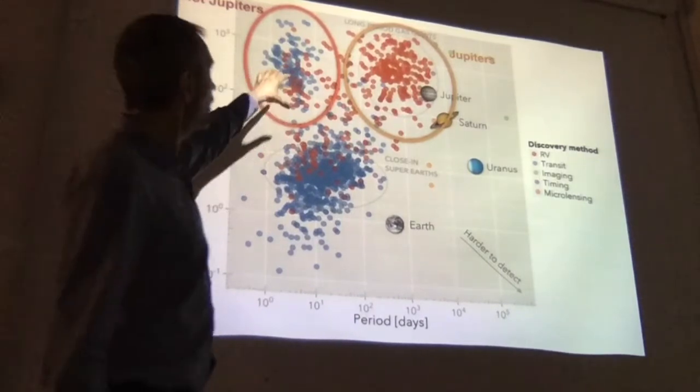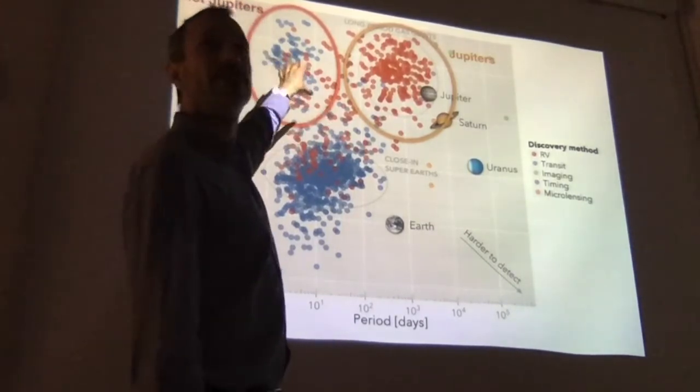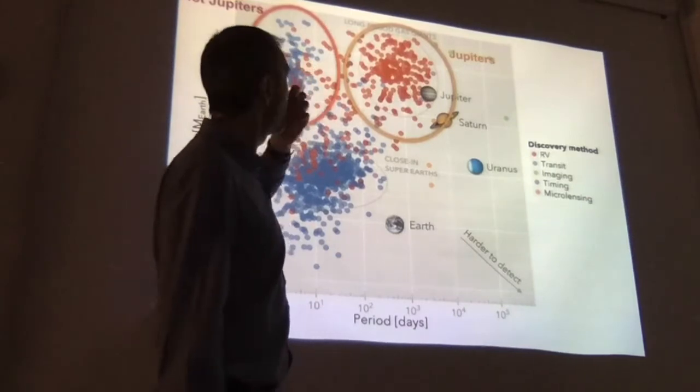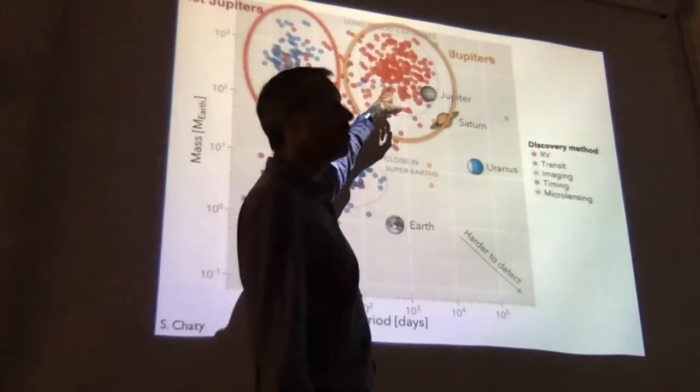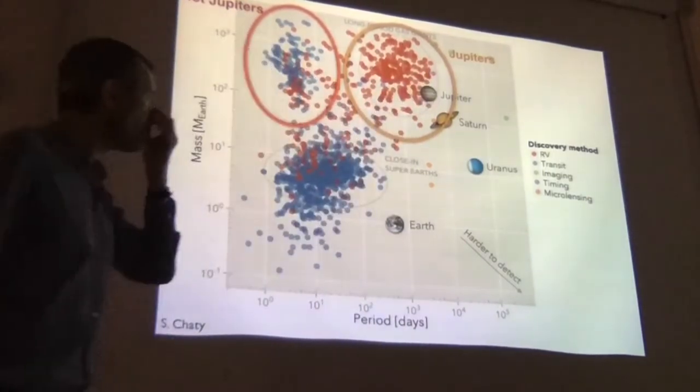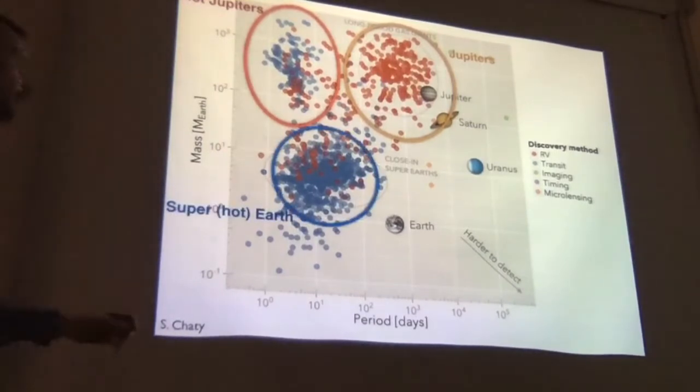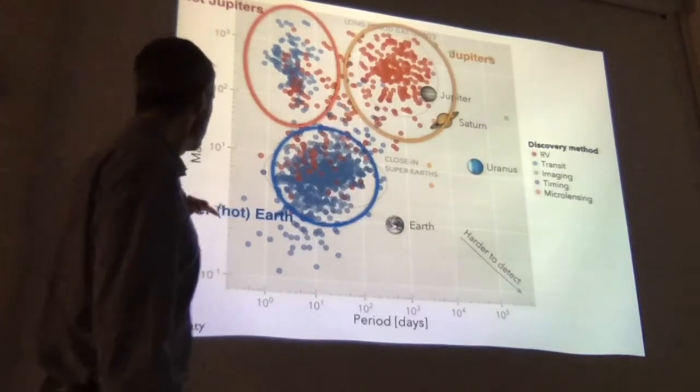So these ones are detected by radial velocity on transit. This one mainly by radial velocity. The third group is what we call the super Earth. We also call them the hot Earth. So they are more massive than the Earth.